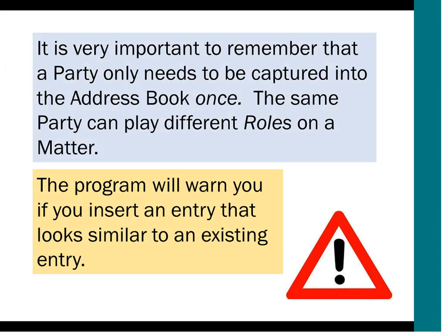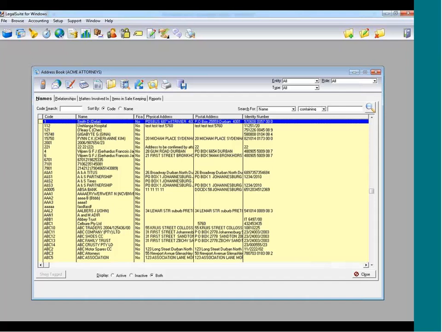The program will warn you if you insert an entry that looks similar to an existing entry. So as you take on a party, if you type in the name, surname, or ID number, and it corresponds with someone or something you've already got in your address book, it will warn you, and please don't ignore that warning. Let's have a look first of all at the overview of the address book.